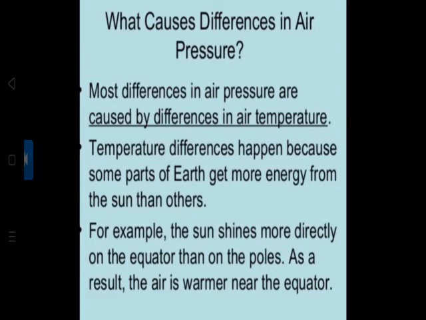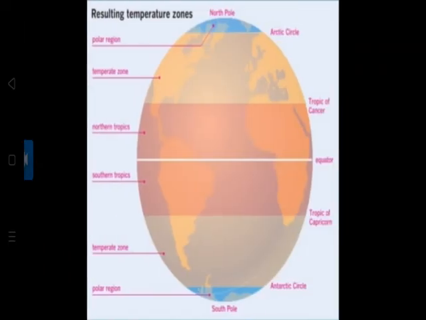Temperature differences happen because some parts of Earth get more energy from the sun than others. For example, the sun shines more directly on the equator, we all know that, than on the poles. As a result, the air is warmer near the equator. Look at the resulting temperature zones.